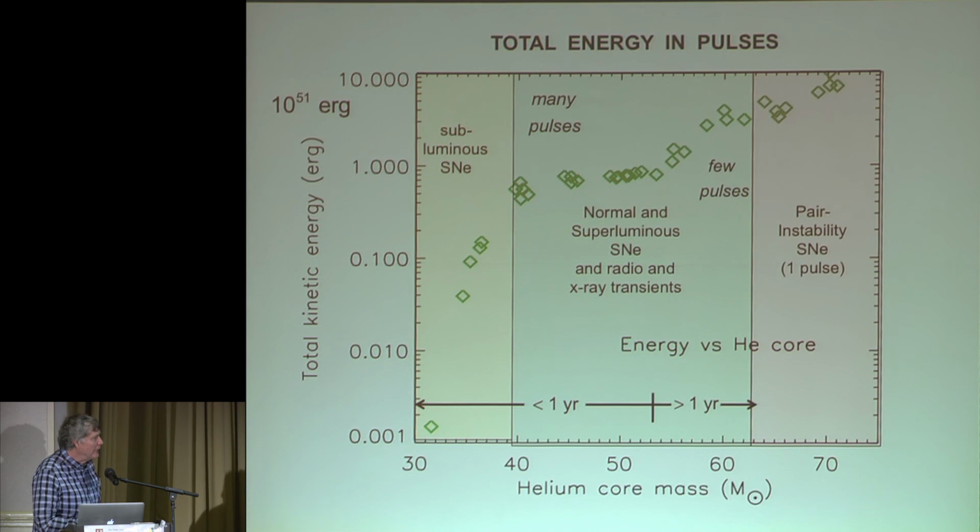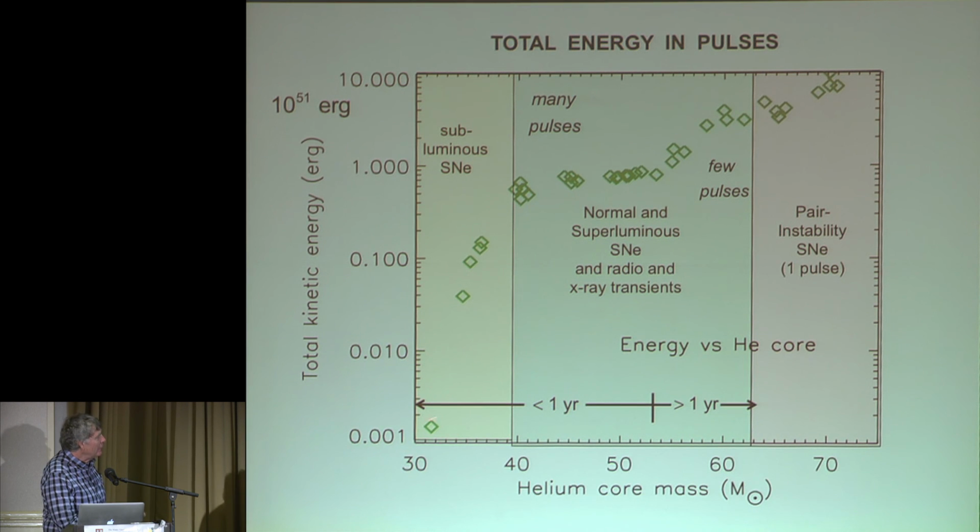The energies that you get in the pulse range from 10 to the 47 ergs to a maximum of 4 times 10 to the 51 ergs. And that's one take-home message. All of the energy that you can get out of all of the pulses never exceeds 4 times 10 to the 51 ergs. So if your supernova, your light, has 10 to the 52 ergs in it, it isn't just the pulses. Something else has to add to it. That's all the model can do.